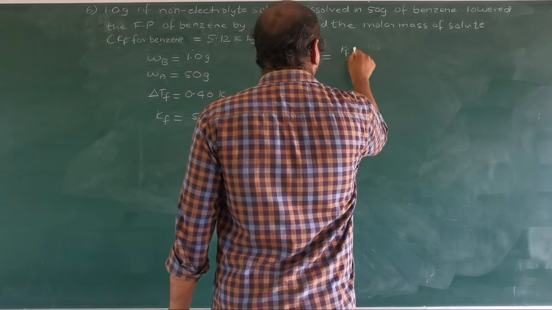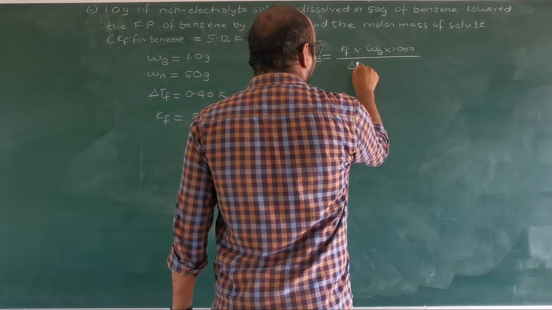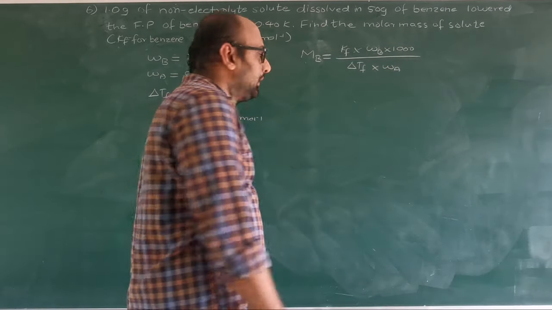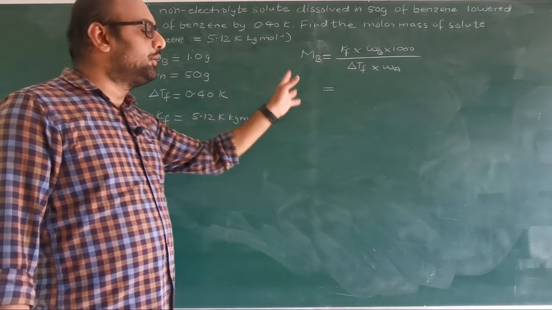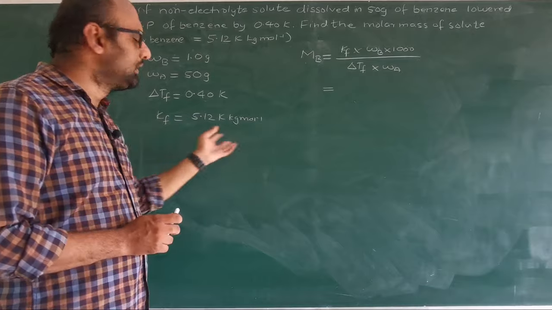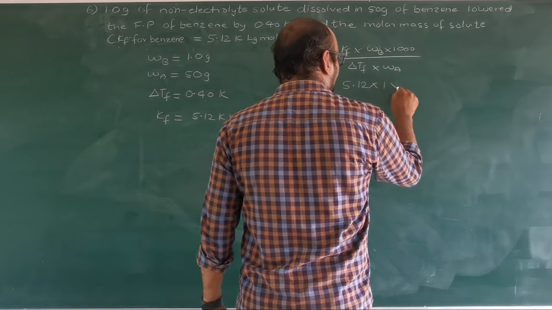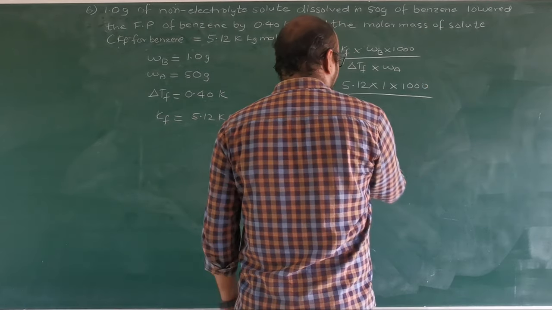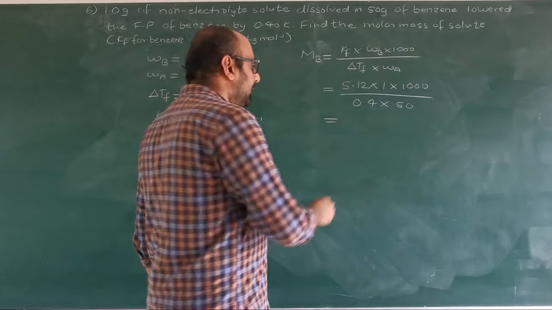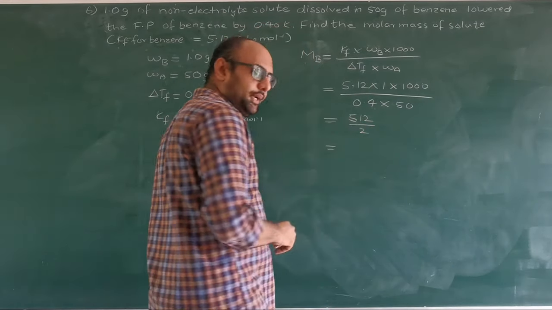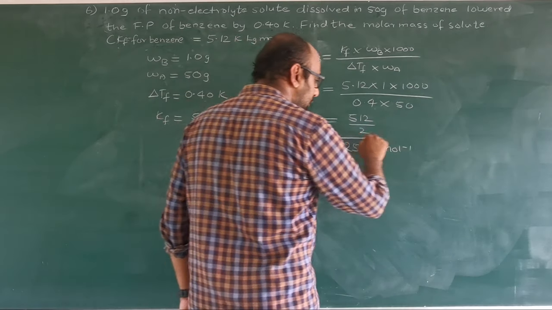You know the formula: Kf multiplied by mass of the solute, Wb, multiplied by 1000 divided by depression in freezing point, delta Tf, multiplied by mass of the solvent, Wa. Now you know the value of Kf, Wb, Wa, and delta Tf is given. So all values are given. It's a very simple problem. So let us substitute these values and calculate Mb. Kf is 5.12 multiplied by Wb, 1 gram, multiplied by 1000 divided by delta Tf 0.4 multiplied by Wa, 50 grams. Now this will be 512 by 2, and when you calculate this, you'll get 256 gram per mole. This is the molar mass of the unknown solute.